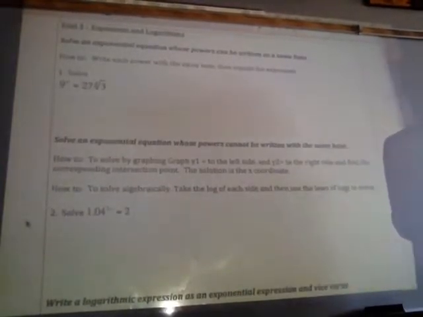Alright, so Unit 3 was exponents and logs. Part of this unit we had to figure out how to go from exponential form to logarithmic form. And basically the reason why we would go from form to form is to solve equations, to figure out what is the value of the variable that's unknown.